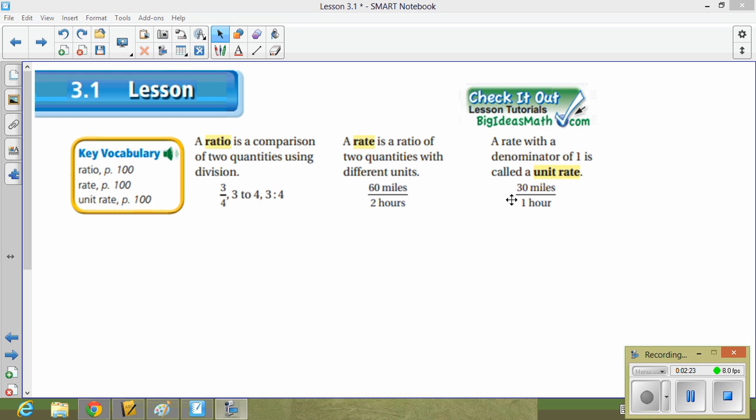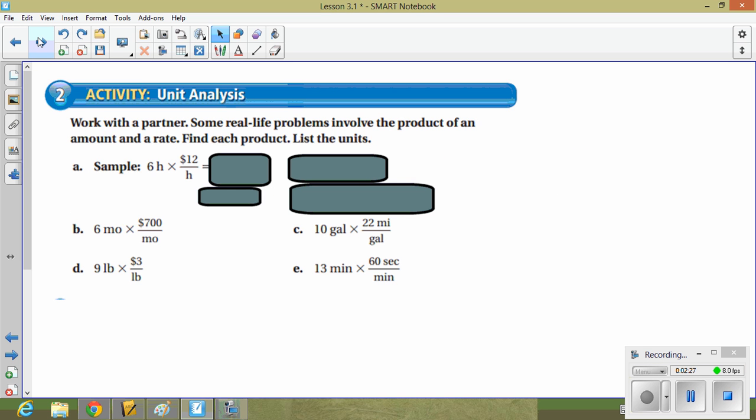Okay, let's get started. We're going to take a look at some real-life problems that involve products. Product means multiplication of amounts and rates. So we're going to find each product and we're going to write the unit.